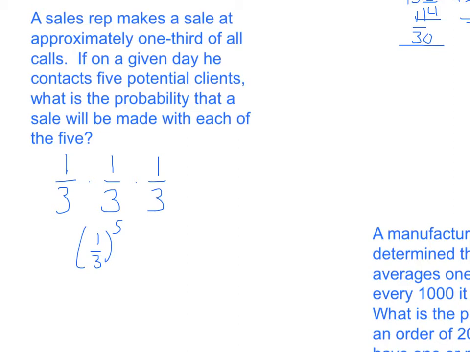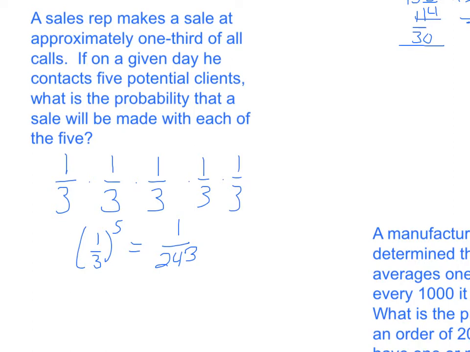Probability is 1/3 for each client. So 1/3 times 1/3 times 1/3 times 1/3, and so that is 1 over 243. Because 3 to the 4th would be 81. Yeah, 1 out of 243.